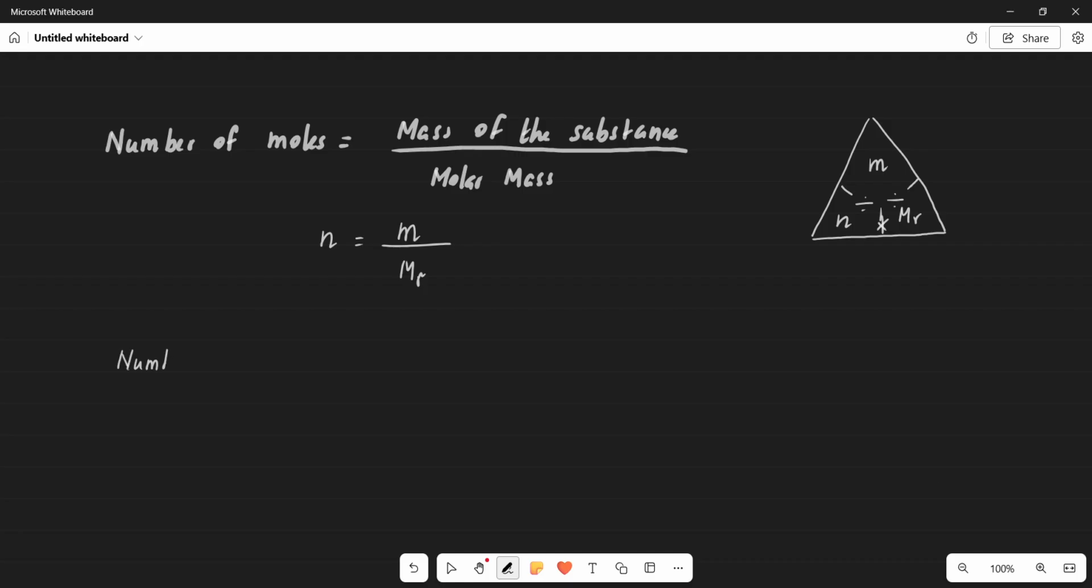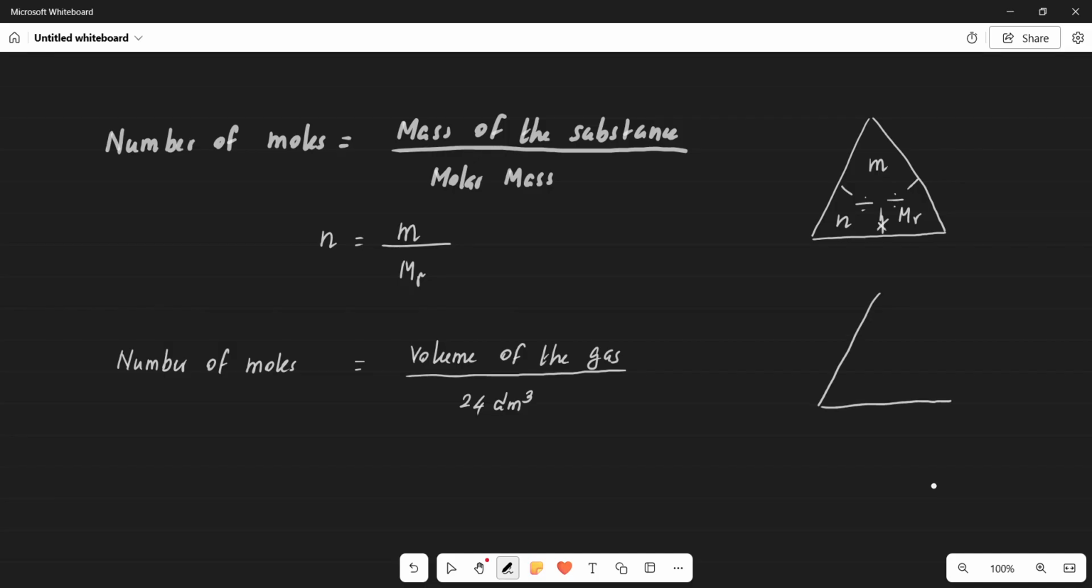Then again I can use another formula for number of moles calculation. This is for the gas, when the gas is given with the volume. Please be careful, it is for the gas volumes. Volume of the gas divided by 24 decimeter cube, because 1 mole of any gas under room temperature and pressure conditions occupies only 24 decimeter cube of volume. So number of moles is equal to volume over 24.